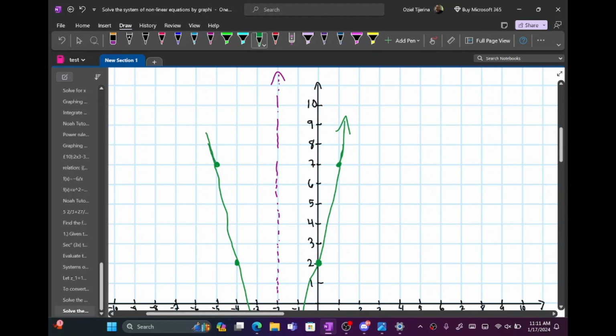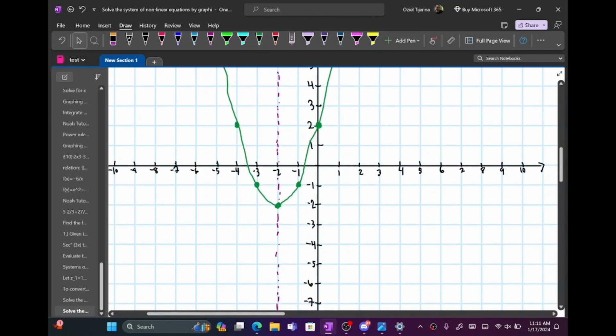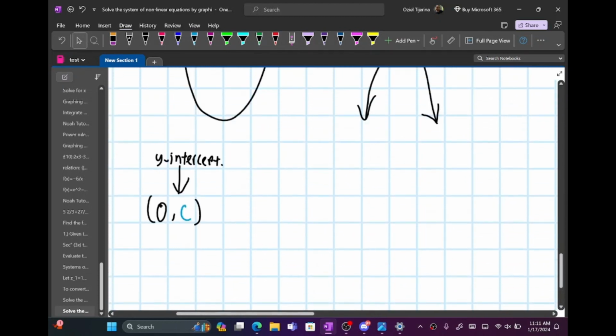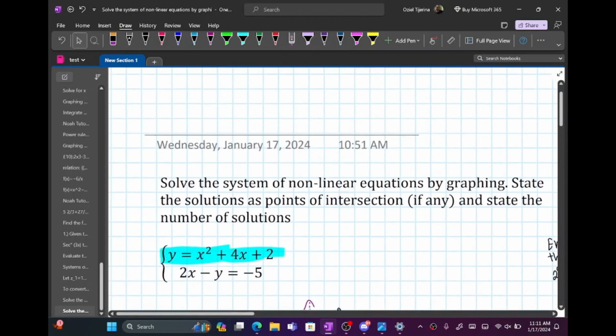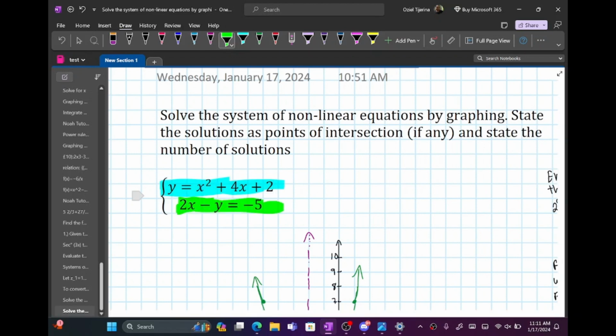We've already done the first part of this. Now we want to go ahead and graph the second equation. This one is a linear equation, and it is the following.